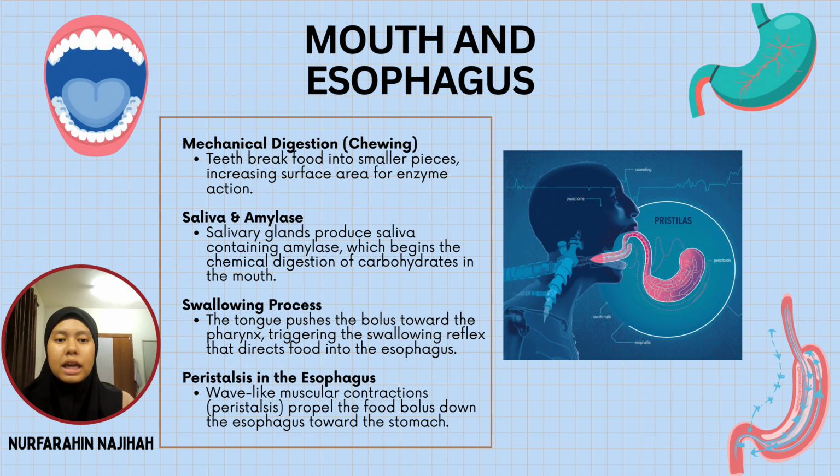After chewing, the food forms a small ball called bolus. The tongue pushes the bolus toward the pharynx, triggering the swallowing reflex and directing the food into the esophagus. In the esophagus, food is moved towards the stomach by peristalsis, which consists of wave-like muscular contraction. This contraction ensures that the bolus reaches the stomach efficiently.